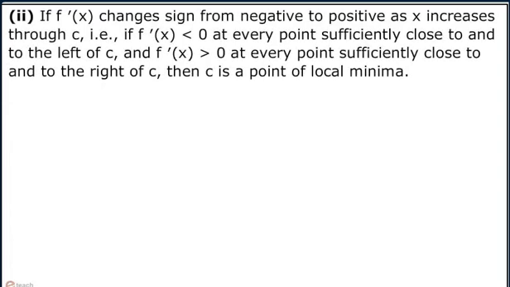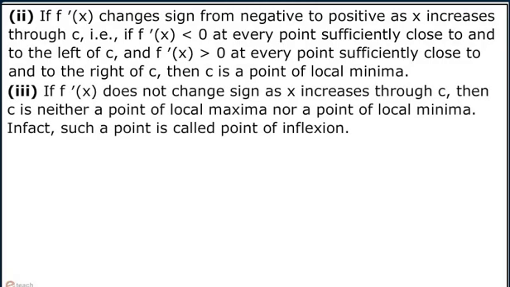Number 2: if f'(x) changes sign from negative to positive as x increases through c, that is, if f'(x) < 0 at every point sufficiently close to and to the left of c, and f'(x) > 0 at every point sufficiently close to and to the right of c, then c is a point of local minima. Number 3: if f'(x) does not change sign as x increases through c, then c is neither a point of local maxima nor a point of local minima. In fact, such a point is called a point of inflection.